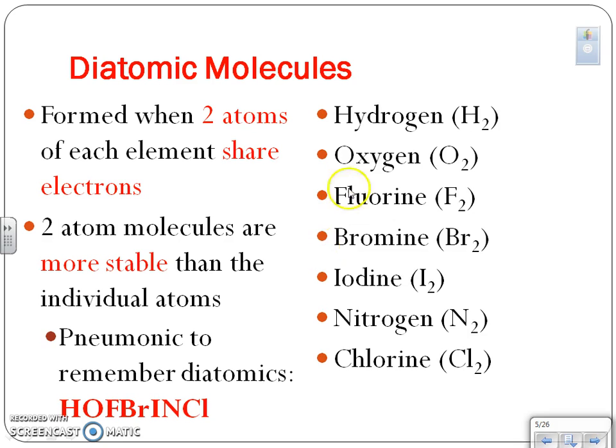A good way to remember your diatomic molecules is the mnemonic Hofbrinkel. Hofbrinkel will help you to remember hydrogen, oxygen, fluorine, bromine, iodine, nitrogen, and chlorine. Those are all the elements that are found in pairs in nature.